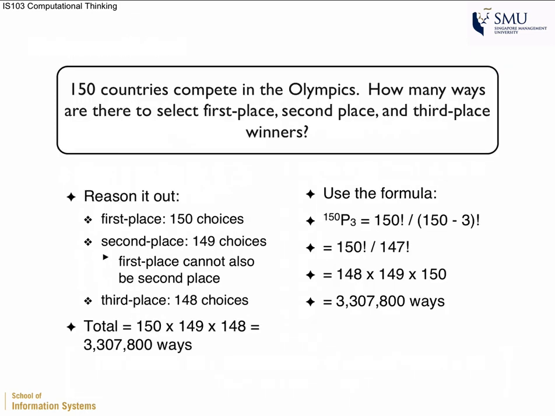Now, let's look at an example. Right now is the season of the Olympics, and in this case, there are 150 countries competing in the Olympics. Now, how many ways are there to select first place, second place, and third place winners?